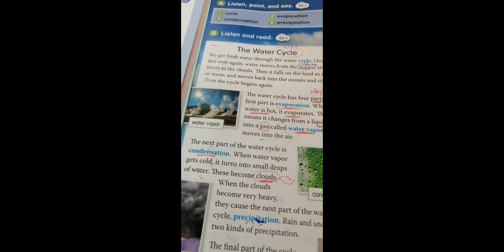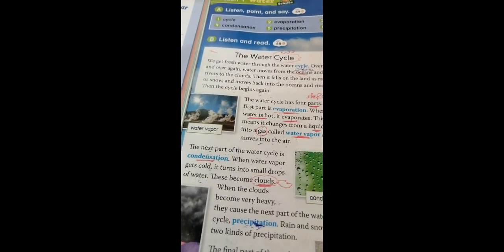Yes, unit 4. Today we're going to talk about lesson 4. Okay, look at this and try to guess what we are going to talk about. Excellent, we are going to talk about water. So lesson 4, water.